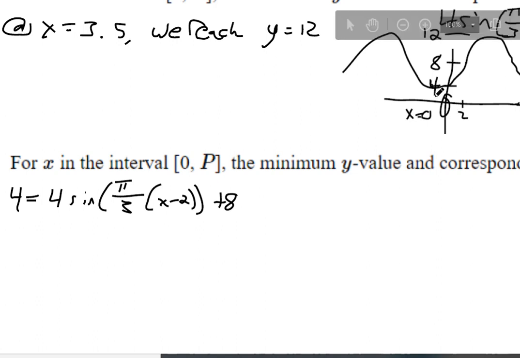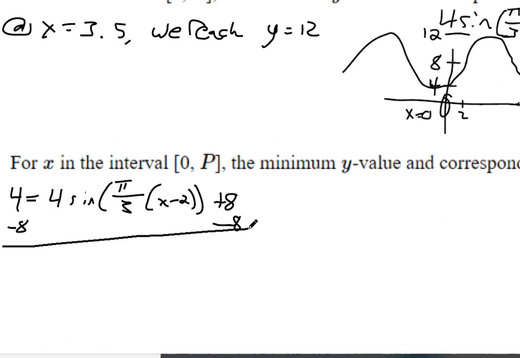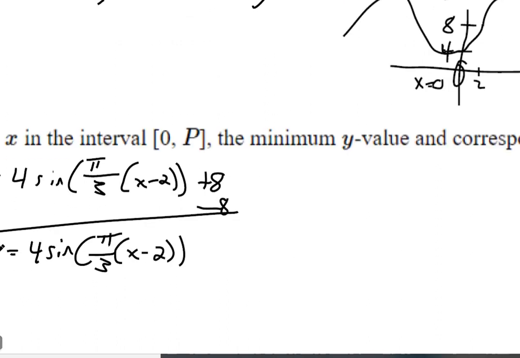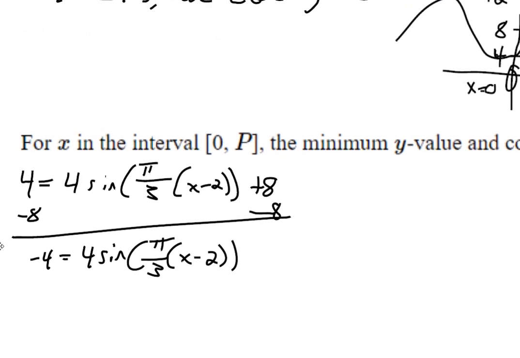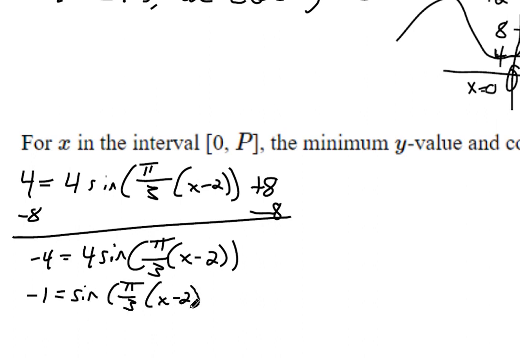So we plugged in 4 because we want to know where we hit the lowest point on that sine wave. And so if you solve this equation, you got to start by subtracting 8 from both sides. So you get -4 equals 4 sine pi over 3 x minus 2. Then you got to divide 4 from both sides. So you get -1 equals sine pi over 3 x minus 2.